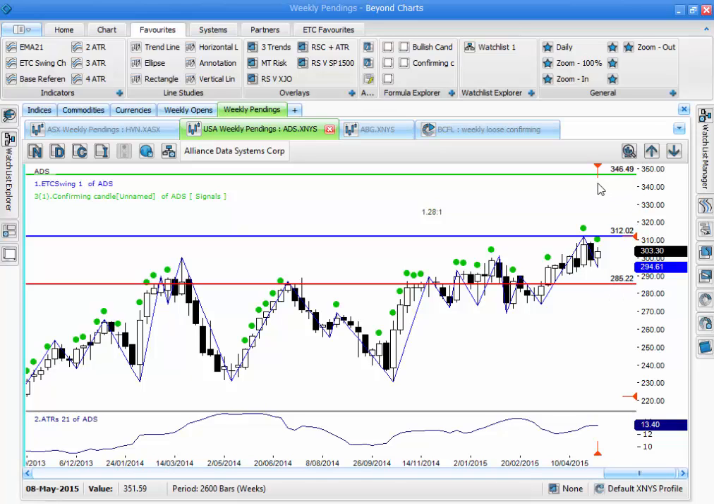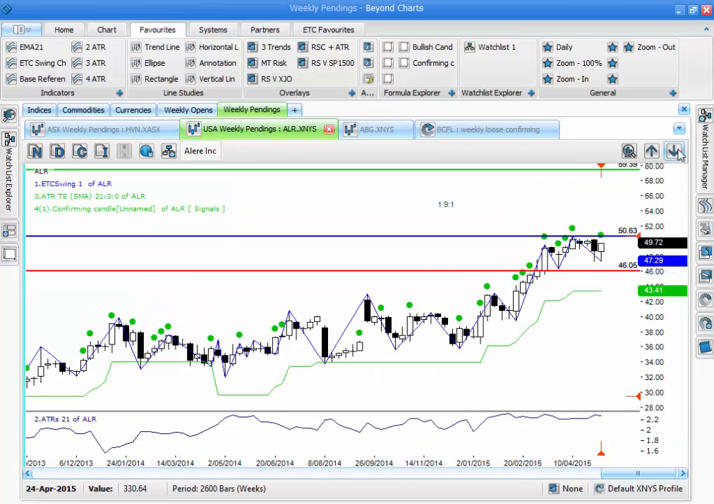Our first target, if we're using targets, is $350, so less 1% and a pip. So the main target there is 346.49 if we're using round numbers. In terms of risk to reward, that produces a 1.28 to 1 reward compared to the initial risk. So that's ADS: enter at 312.02, stop at 285.22, and round number target 346.49, just below the 350 level.